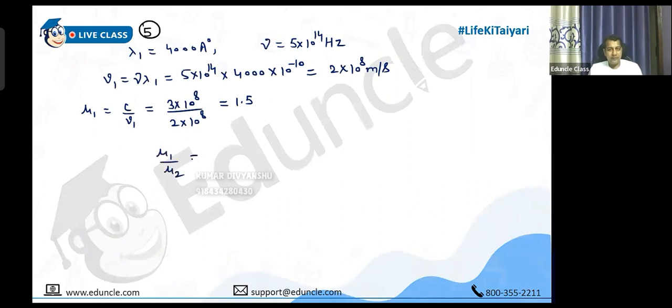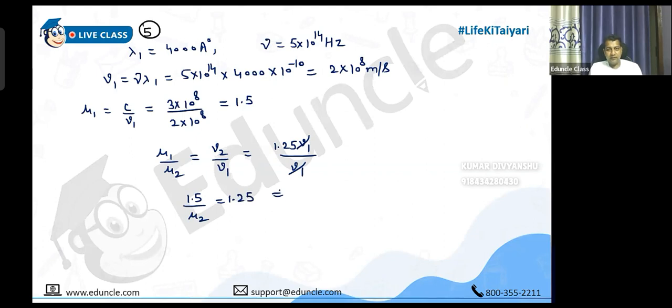So mu1 by mu2 is v2 by v1, and v2 is 1.25 v1. 1.5. Now, is it 1.2 that we are getting? Yes, sir. So this is the proper method. Get one of the refractive indices exactly, and then you can use their ratio.